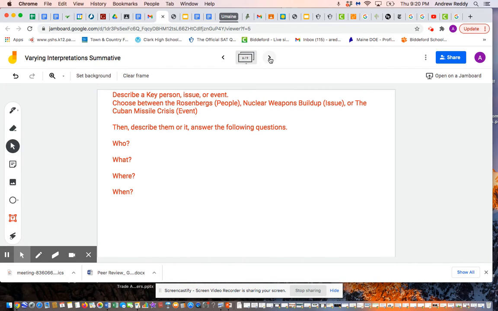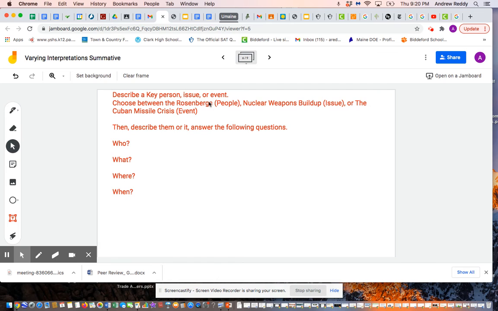So you are going to choose one, either the people, the Rosenbergs, the issue, nuclear weapons buildup, or the event, the Cuban Missile Crisis. You're only choosing one. Whichever one you choose, then describe them or it by answering the following questions.